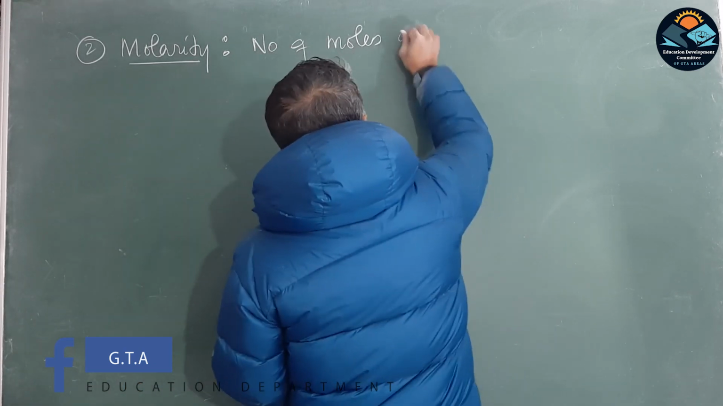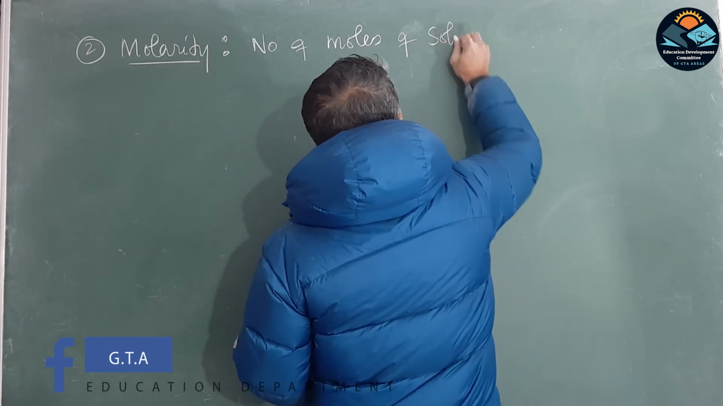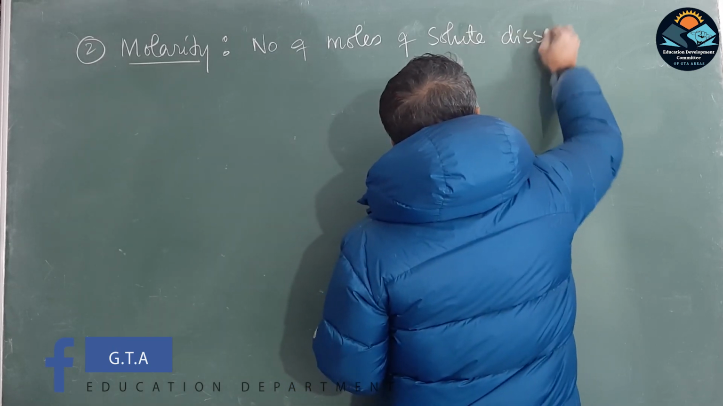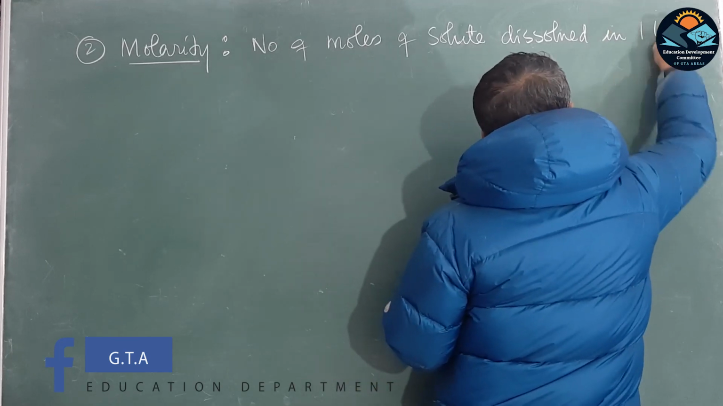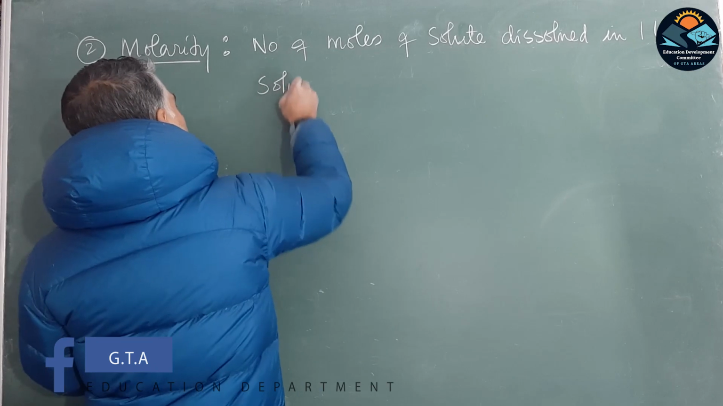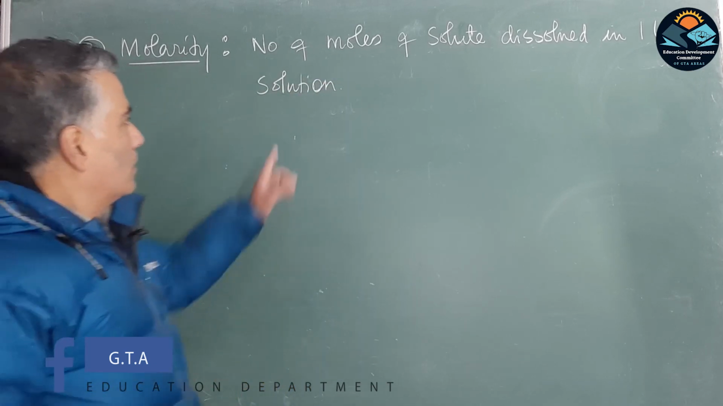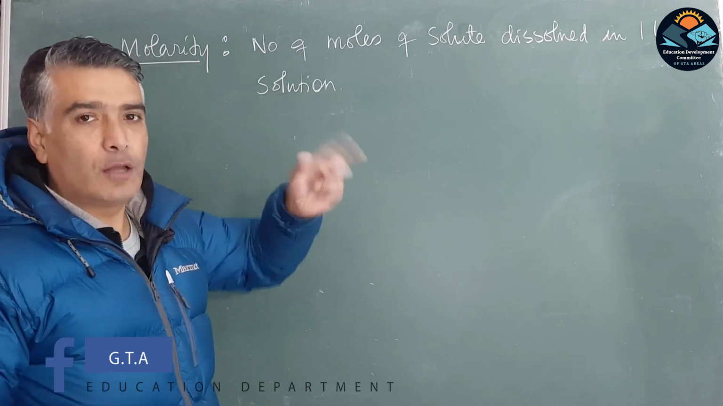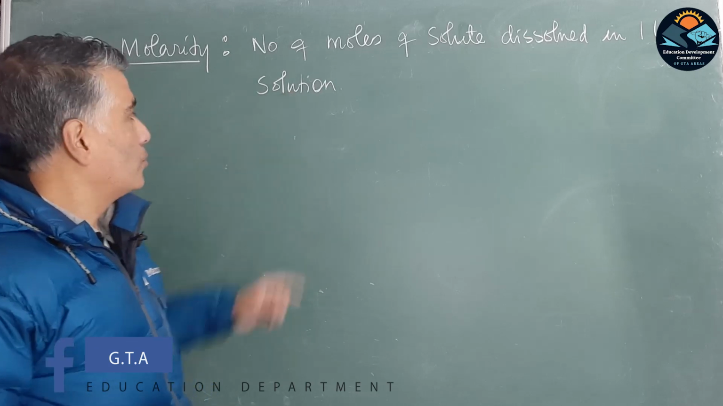So molarity is the number of moles of solute dissolved in 1 liter solution. Remember, it's not solvent, it's 1 liter solution. 1 liter solution means what? It means this 1 liter will have both solute and solvent together. It's not 1 liter solvent, it's 1 liter solution.